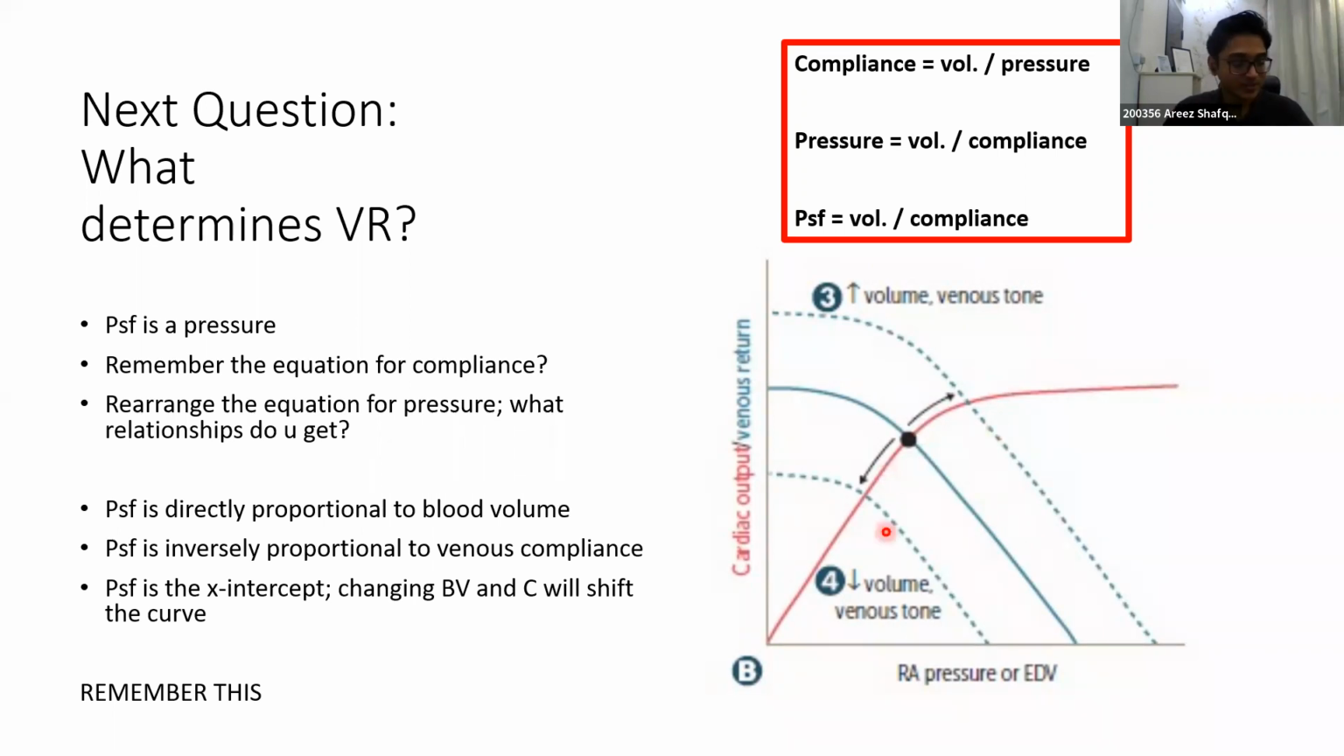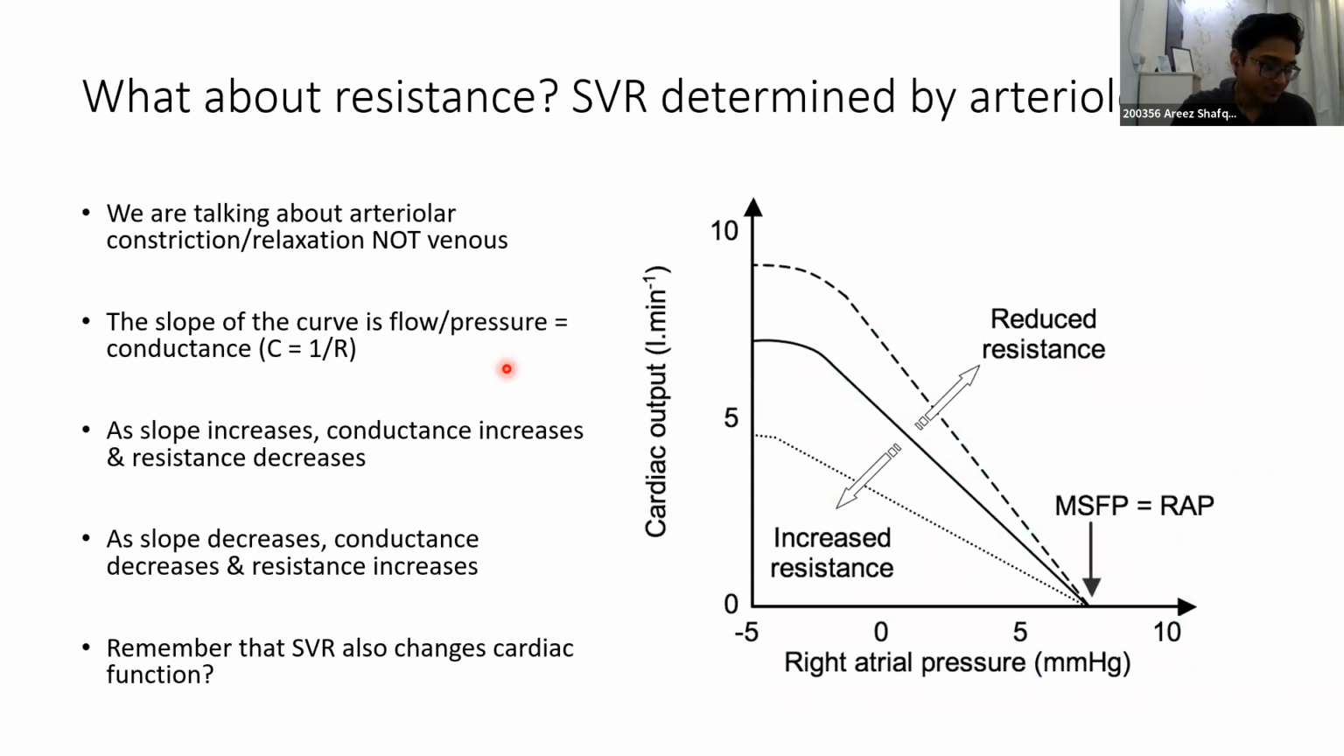The opposite is true as well. So to decrease PSF, I should decrease blood volume or I should increase compliance. So I should dilate the veins. Does this make sense? Okay, so we're pretty much done with both of the lectures, to be honest. It's not that much to do.